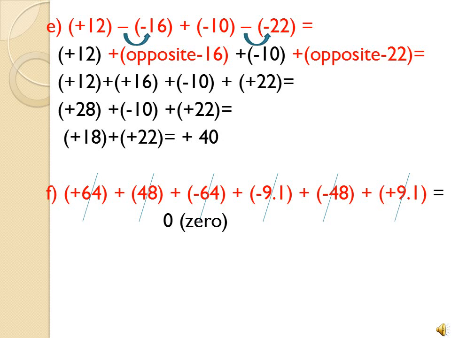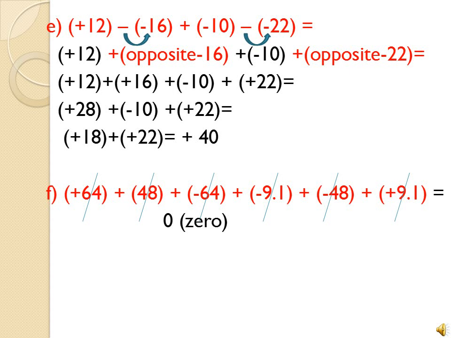Then I will solve them 2 by 2. Plus 12 plus 16, they have the same sign number, which is a plus, so I add them. It will become plus 28. Plus minus 10 plus 22. Then I solve the next two.